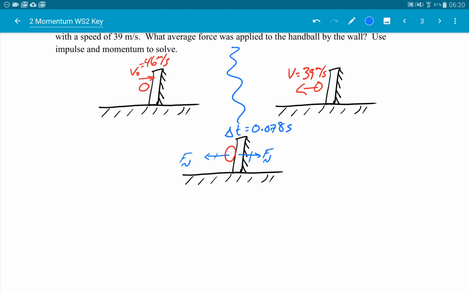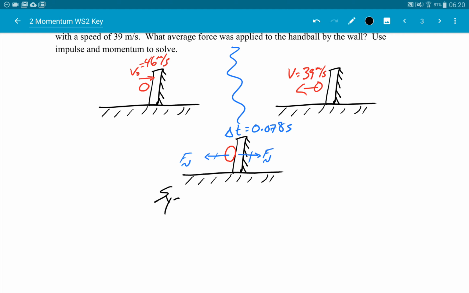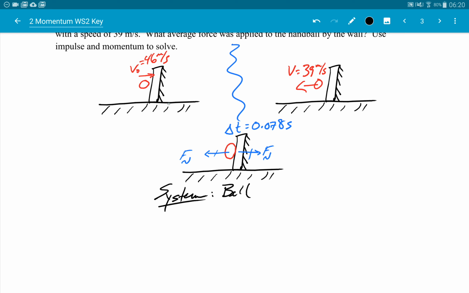So what was the average force applied to the handball? All right, well, first let's go ahead and define our system here. My system is probably just going to be the ball in this case. Notice I'm not going to include the wall. The wall's not really moving, we would generally say, because it's attached to the ground. But wait, it's got to be transferring. If the ball is changing its momentum, it's got to be transferring that momentum somewhere, somehow.